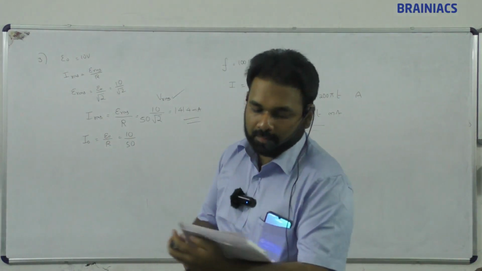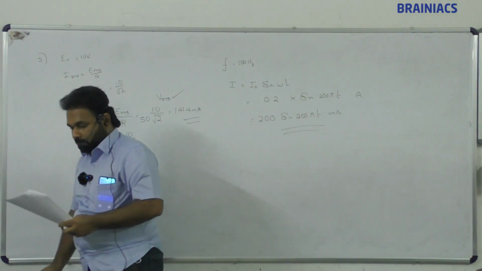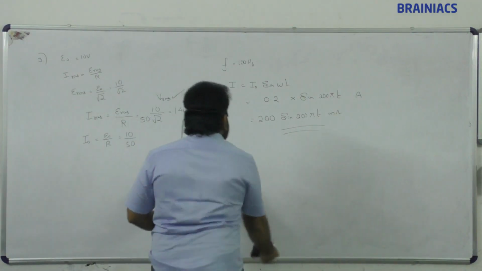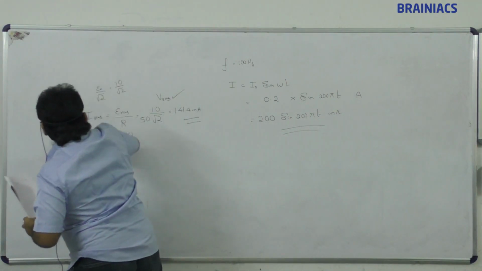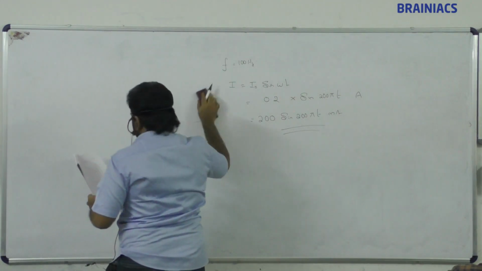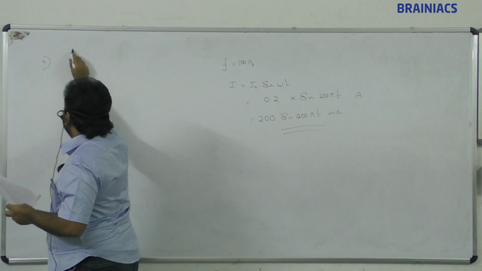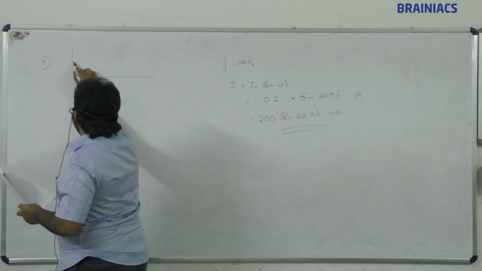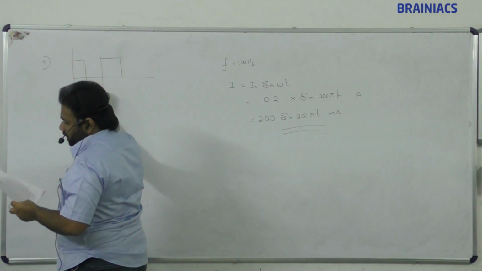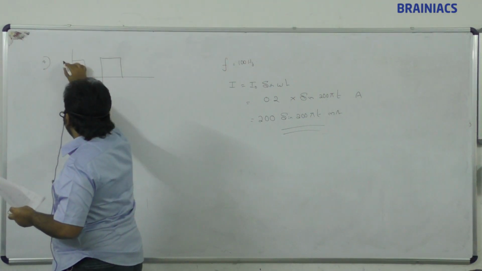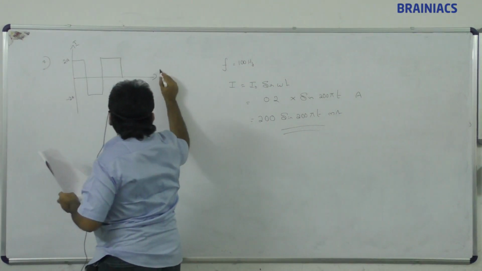Any doubt? Anyone? Okay. Calculate the RMS value of the alternating current shown in the figure. Number 4. So this is the signal, 2 ampere, versus t.